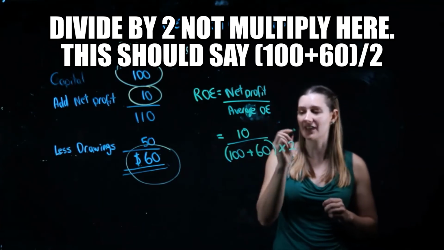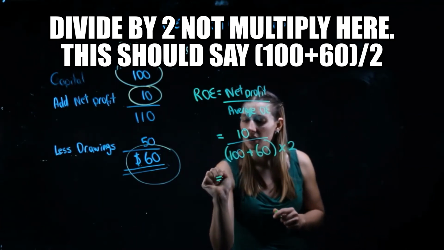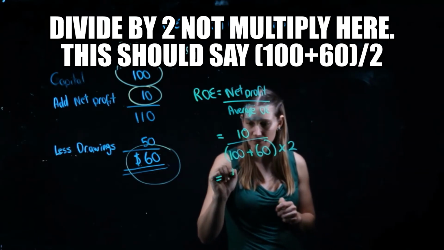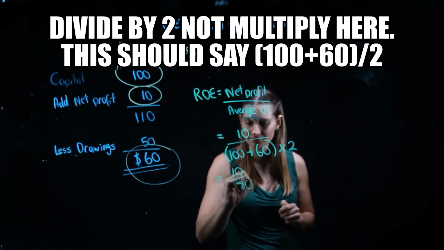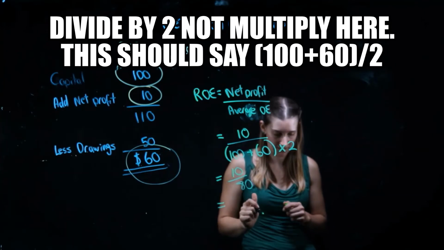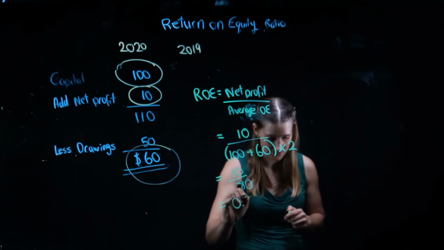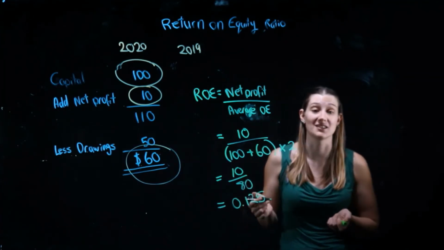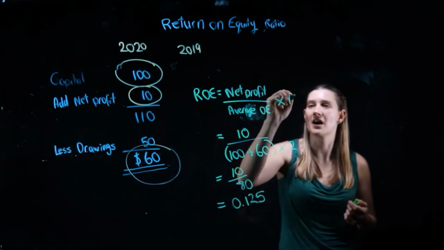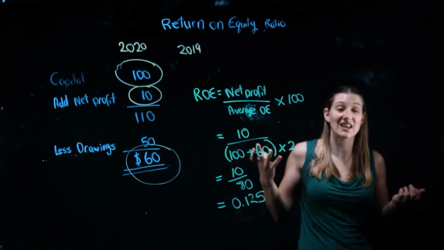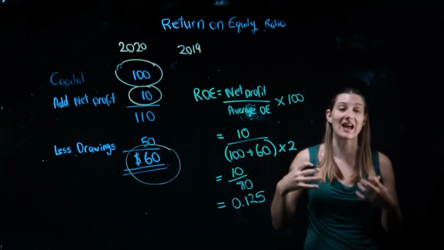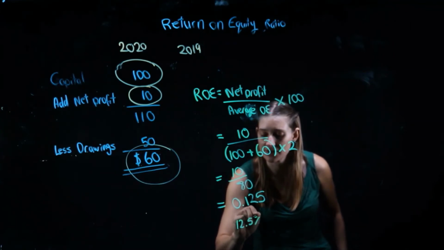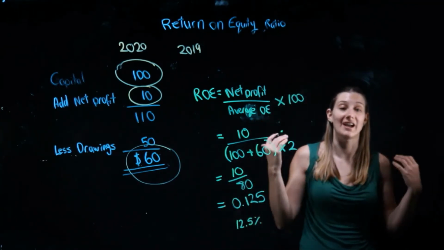And if you put all of that into your calculator, you will end up with 10 over 80, which at the end of the day will give you 0.125. Now remember, if you want to express this as a percentage, you would times this by 100. And that's how you'll be given the ratio. You'll be given it as a percentage. So if I was to show this as a percentage, I would get 12.5% return on equity.